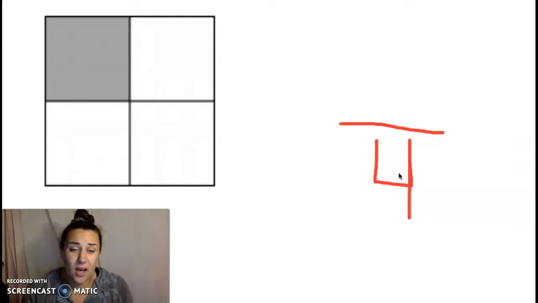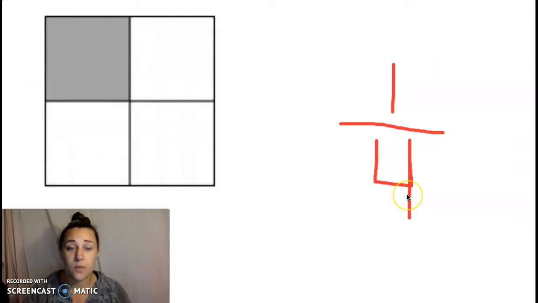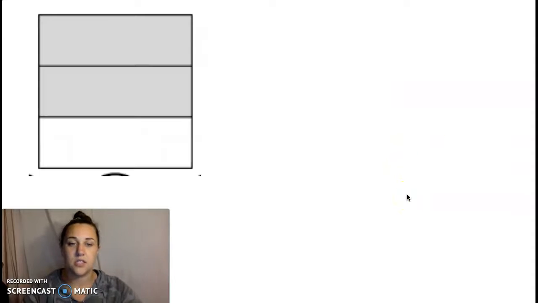But how many are shaded? Because that's going to tell me my numerator, because that's showing me that maybe this piece is missing. Maybe there were 4 pieces of paper all together, and somebody took the 1 piece. Well, I just see 1. That's it. 1 out of 4 pieces of paper are missing. Easy, right? Let's do another one.